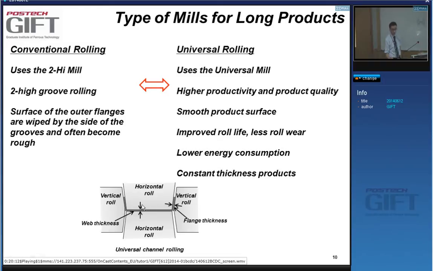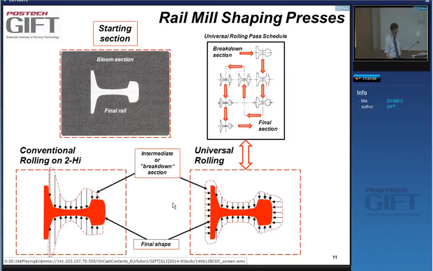For rails, it's a little bit more complicated, but you also do use universal rolling nowadays to make rails. Say your starting bloom is not a beam blank, but a square bloom, right? You basically would have to make a rail out of this block. Traditionally, it's done with these horizontal rolls, yes? So you first start by doing the rough deformation in this direction, yes? And then you use these shaped rolls to make the rail. And so all the deformation is in this direction. In a universal mill, it's different. It's much more homogeneous, and the mill you're doing it on is more flexible.